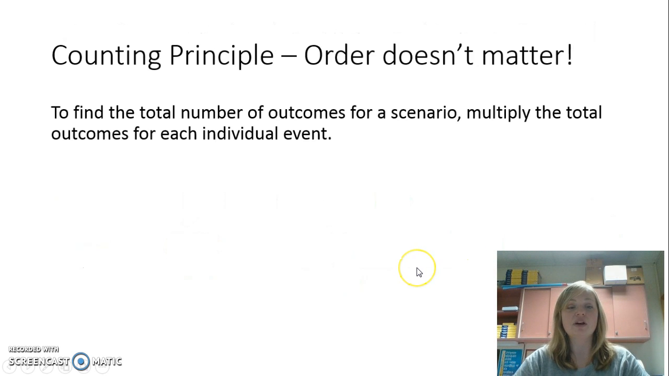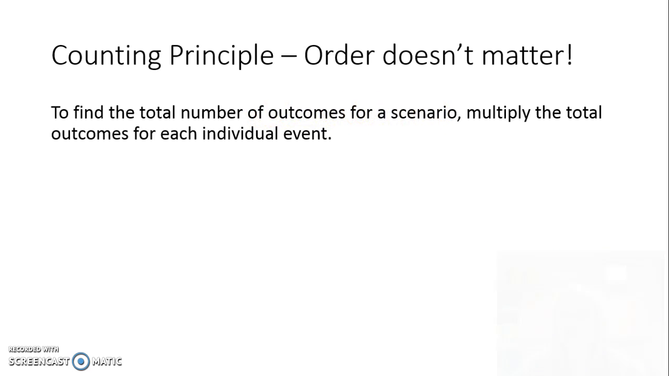Okay, there are a couple of situations that you will see today where you will need to use something called the counting principle. And the counting principle helps you find the total number of outcomes for a scenario, okay? And it gives you a quicker way to do this. Since the order most likely does not matter for these types of problems, you can multiply the total outcomes for each individual event together, and that will give you the total number of outcomes for the situation. So I think it's easiest if we can look at an example of this.